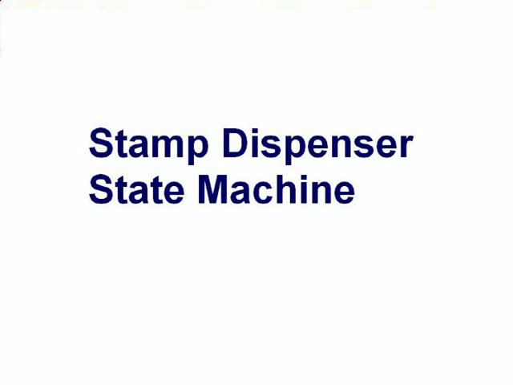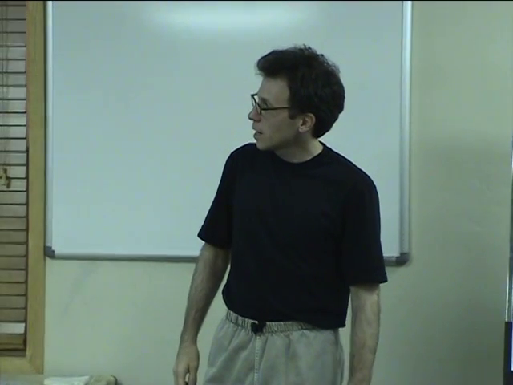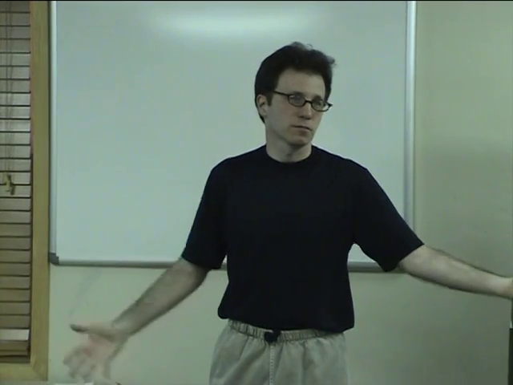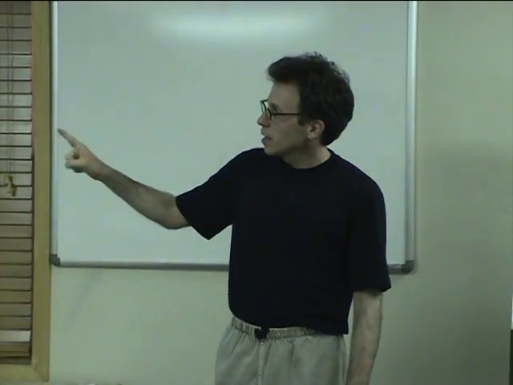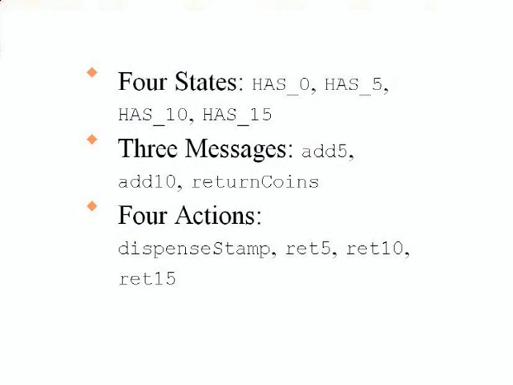So that stamp dispenser can be modeled as a state machine, and a state machine is this mathematical construct that has states, messages, and actions. And the stamp dispenser, the state machine, has four states. Has zero, which means nobody has inserted any money. Has five, someone's inserted 5 cents.